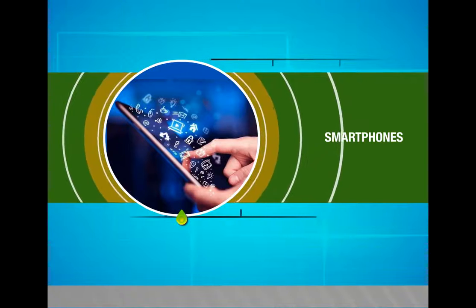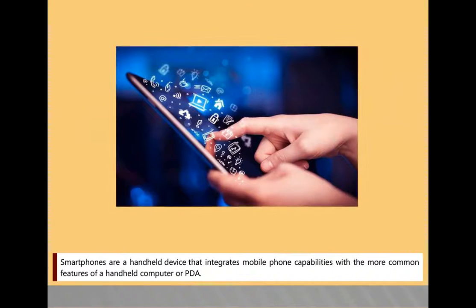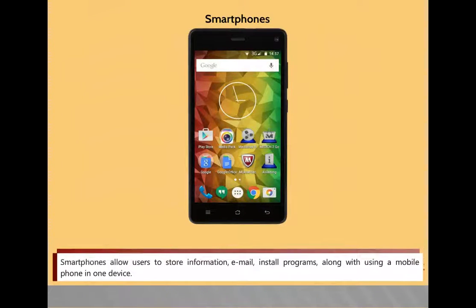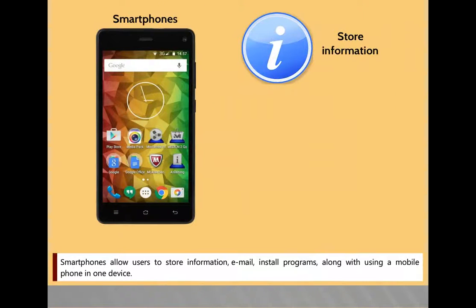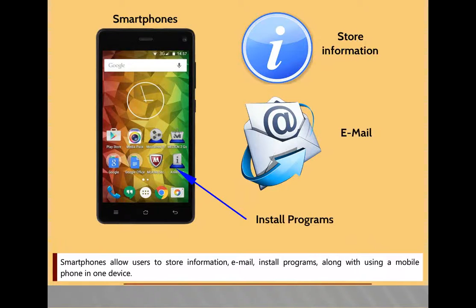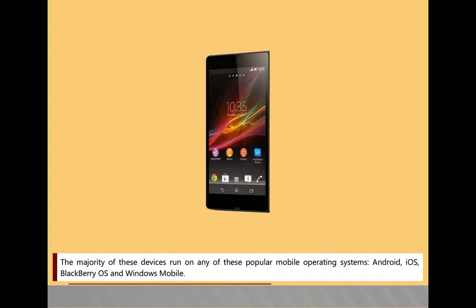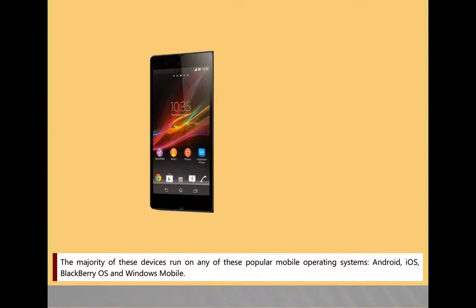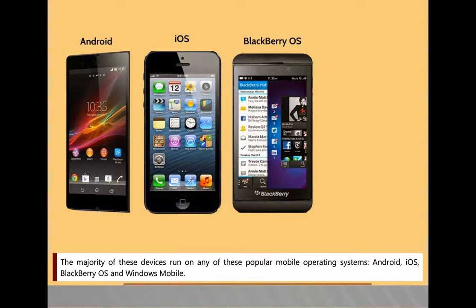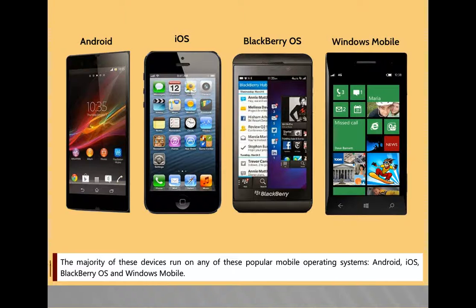Smartphones. In this video, we are going to see about smartphones. Smartphones are a handheld device that integrates mobile phone capabilities with the more common features of a handheld computer or PDA. Smartphones allow users to store information, email, install programs, along with using a mobile phone in one device. The majority of these devices run on any of these popular mobile operating systems: Android, iOS, BlackBerry OS, and Windows Mobile.